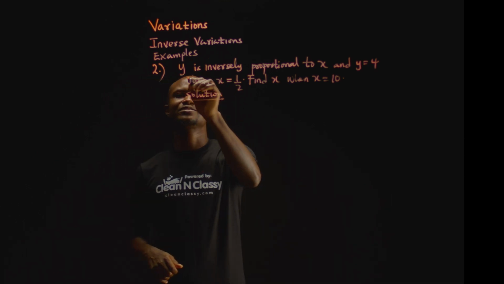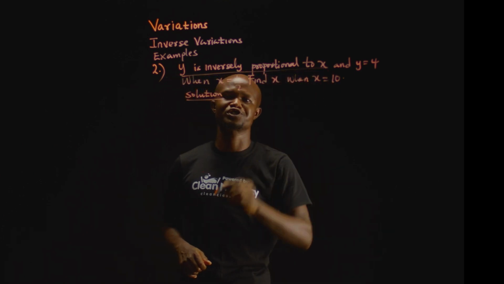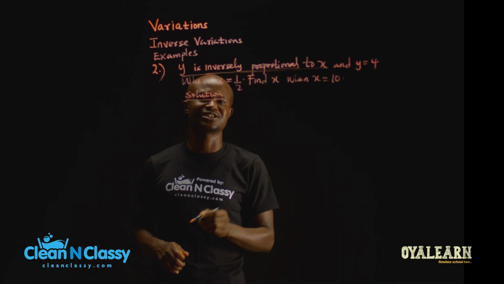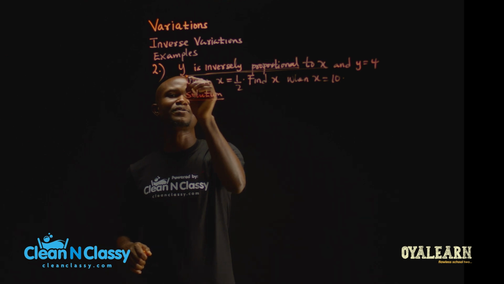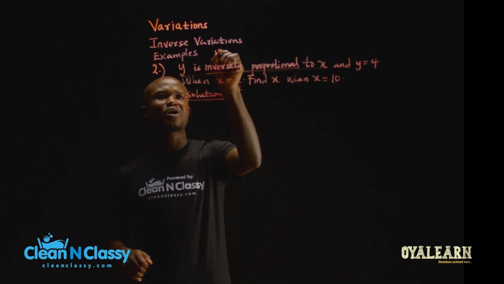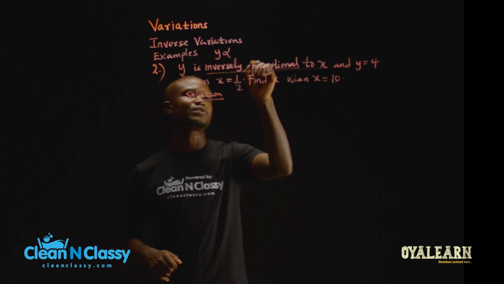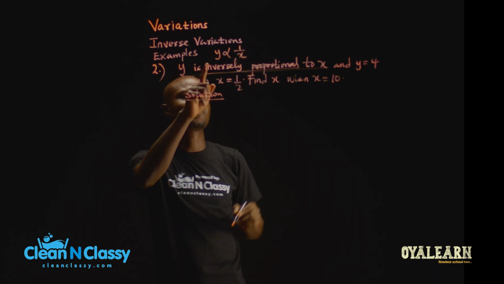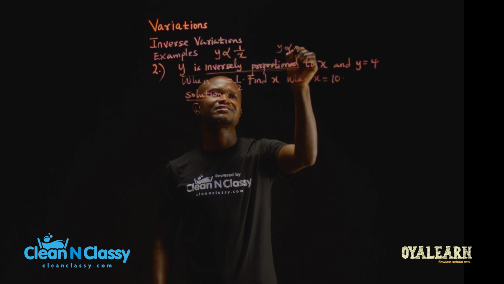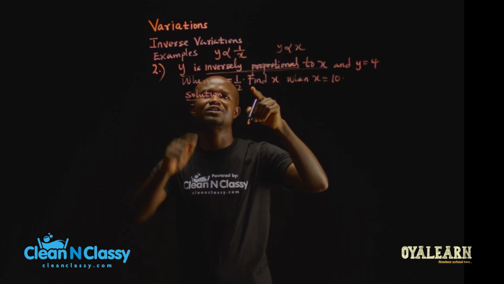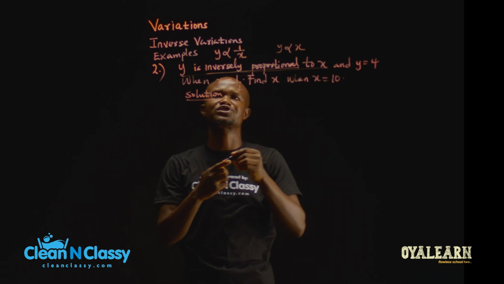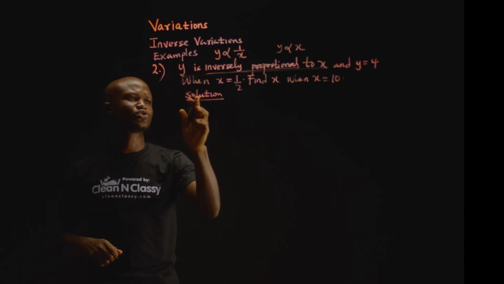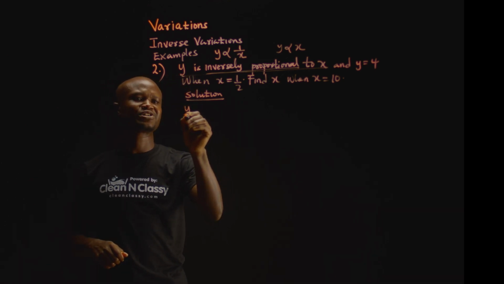From the first statement, y is inversely proportional to x. So the phrase "inversely proportional" is very important. Interpreting this, it means that we have 1 over x. Unlike directly proportional, y is inversely proportional to x means we have this to be 1 over x. Take note of that.